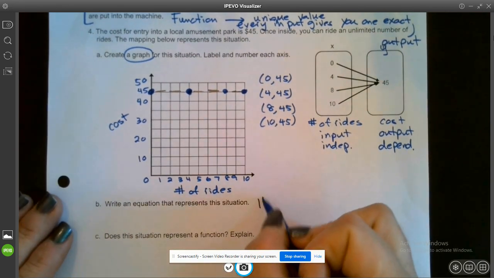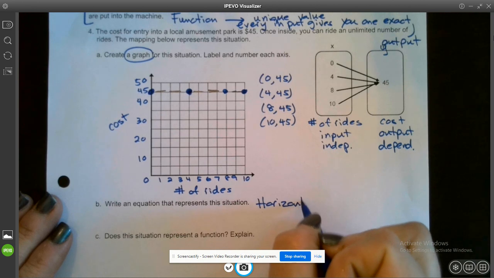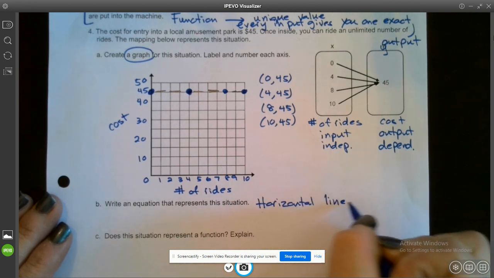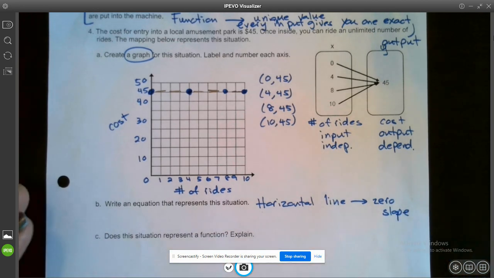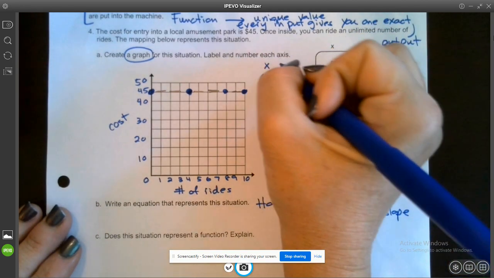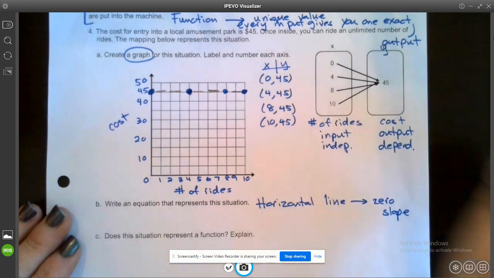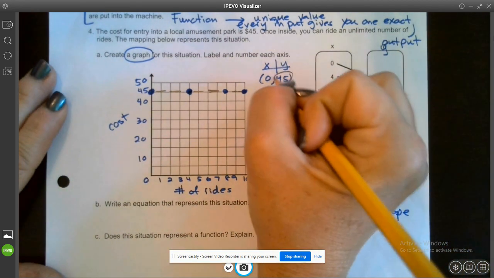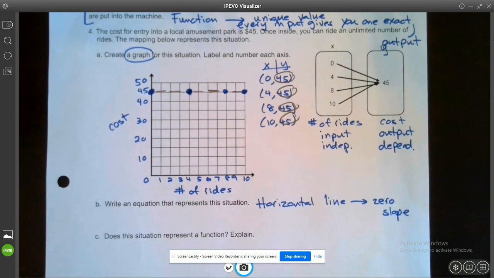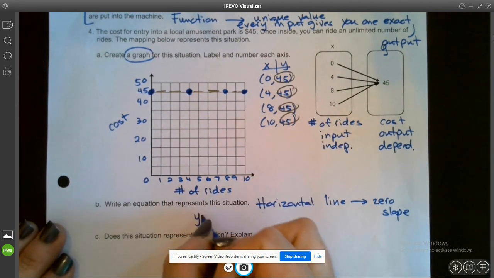Horizontal. So now we've got to remember that horizontal lines have what type of slope? Yep, 0 slope. And the equation for that, especially if I made this an XY table up here just for fun, do you notice that every Y value is 45, 45, and 45? So our equation in this case is Y is equal to 45.